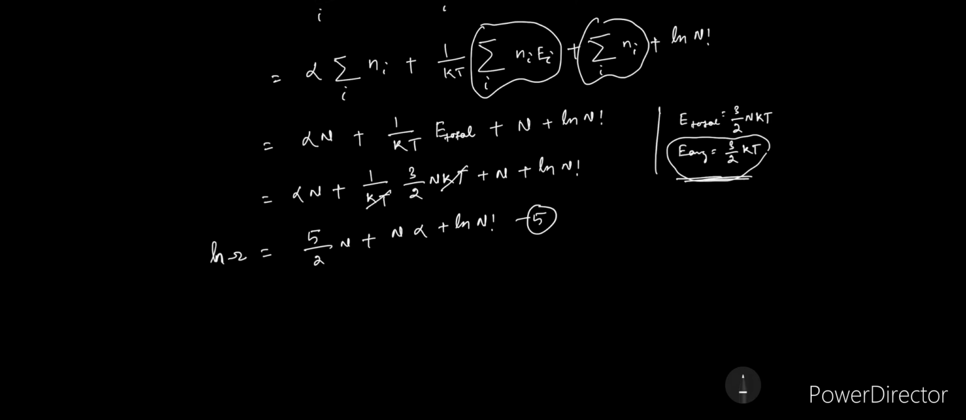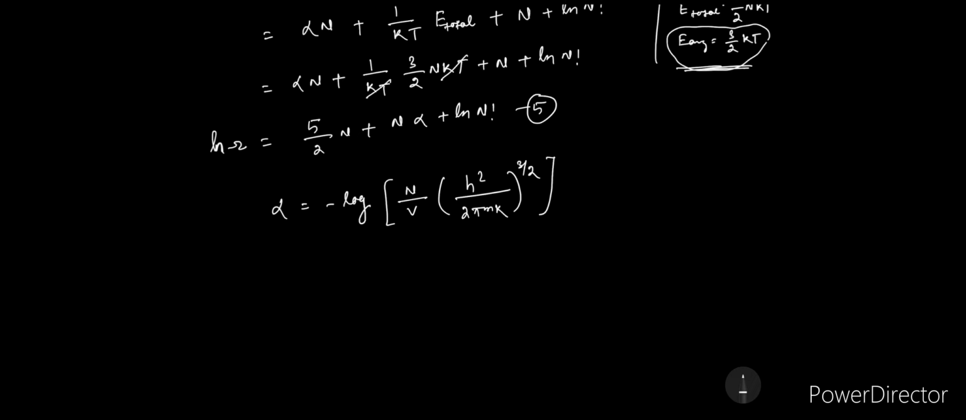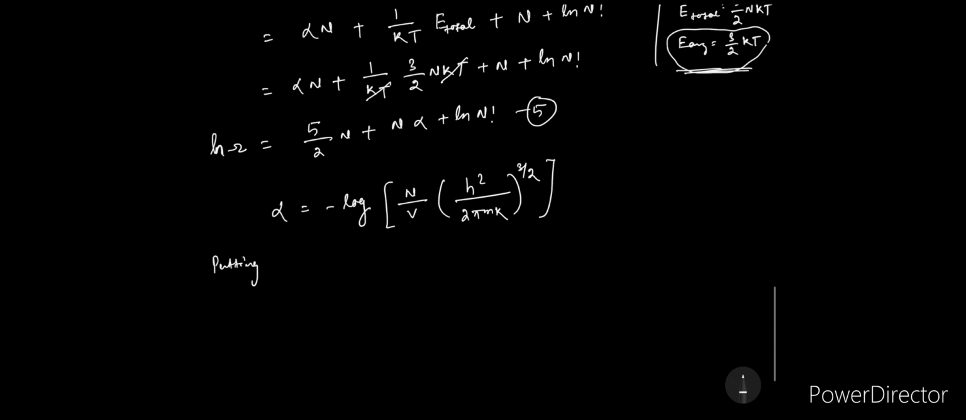Also we calculated the value of alpha in the Maxwell canonical distribution as alpha is equal to minus log of N by V, h square by 2 pi mkT to the power 3 by 2. We have already calculated it in the Maxwell canonical distribution. So here we will simply put the value of alpha in equation 5.